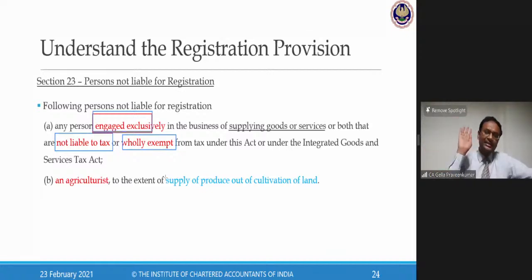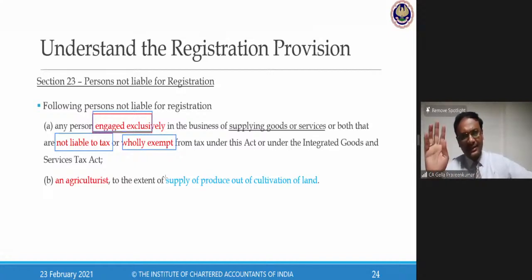So the law very clearly says, when you look into your aggregate turnover, you have done the calculation of aggregate turnover, and there is zero element of taxable. Everything is exempted. Everything is not liable to tax. When I say not liable to tax, it is your non-GST supply, either exclusive exemption or not liable because of your section 9. Any of these activities, it says don't register, no need to get registered.